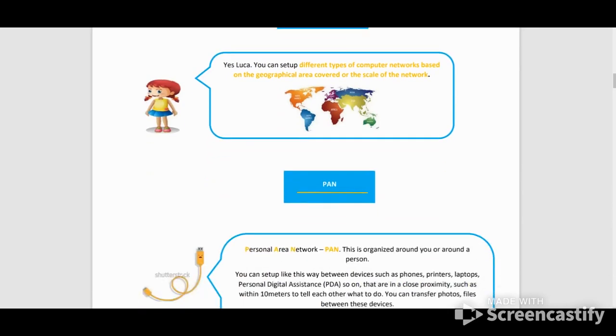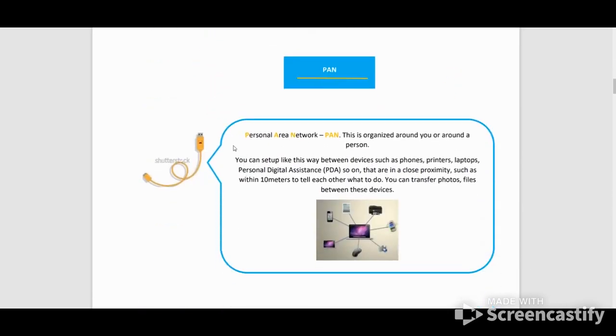PAN, Personal Area Network. This is organized around you or around a person. You can set up a network between devices such as phones, printers, laptops, personal digital assistants, PDAs, and so on, that are in close proximity. Remember, close proximity, such as within 10 meters. You can transfer photos and files between these devices. Like this, can you see?